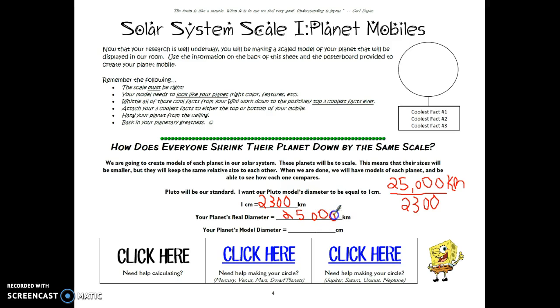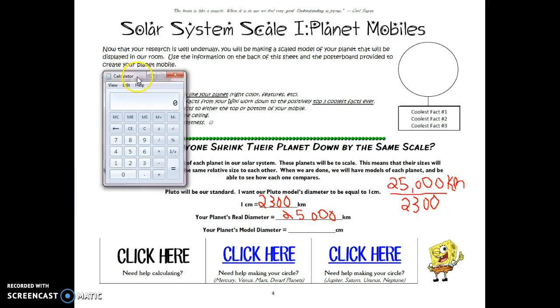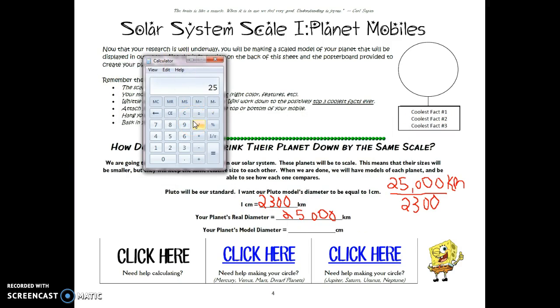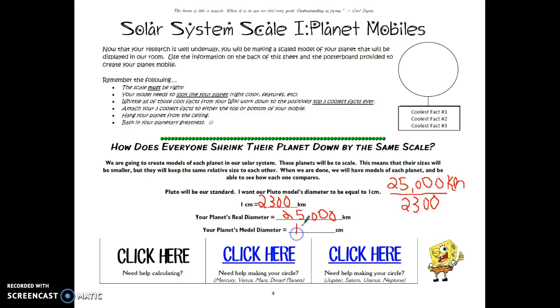All right, now all you need is a calculator to actually do the work. Let me open up my calculator real quick so you can see it. We're going to take 25,000 and divide it by 2,300. That leaves us with a planet that's going to be 10.869 centimeters across. If I round it to the nearest tenth, that's 10.9 centimeters. So I make that a 10.9.